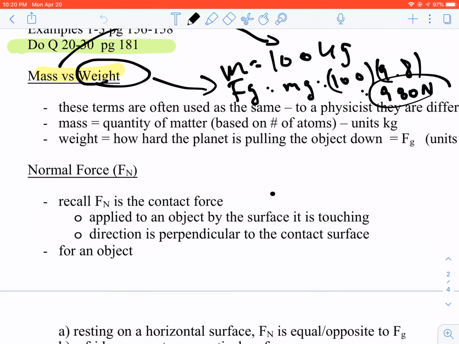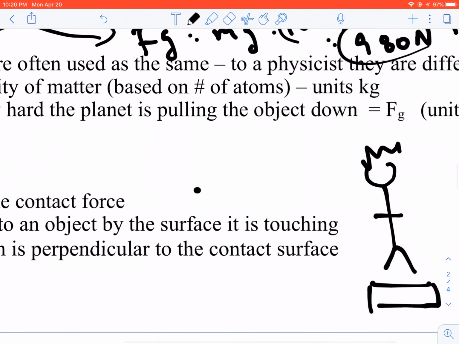Okay, let's continue on here now. Let's think about a situation here where the person is in the bathroom, just got out of bed, okay, crazy hair going on, standing on the bathroom scales, and the bathroom scales say, let's say they're my scales. And this is that 100-kilogram person. Check the scales, and it says, oh, this person is 980. Okay, and what is that telling me? It's telling me that the planet is pulling down on this body with 980 newtons.